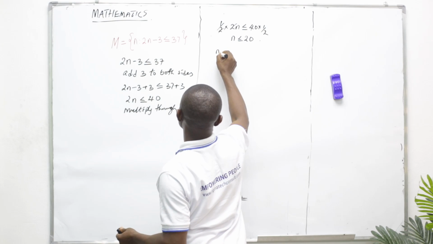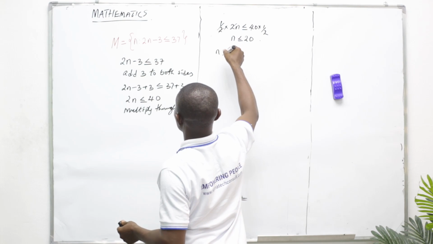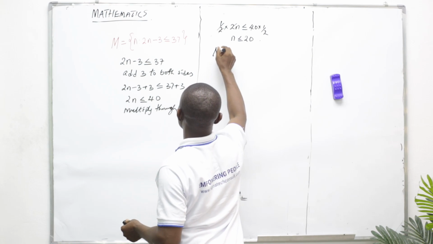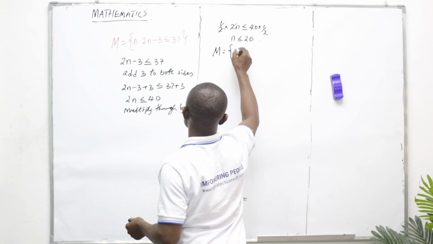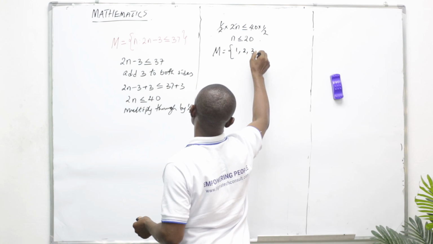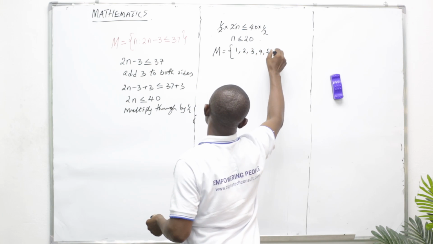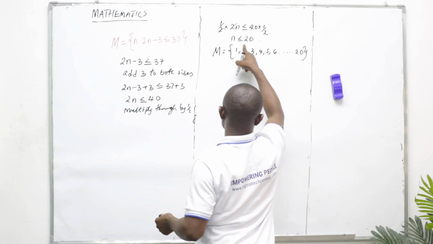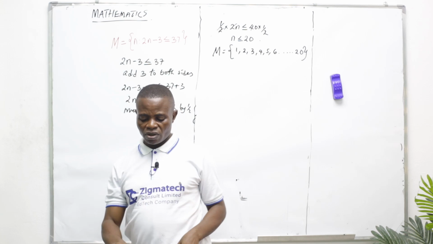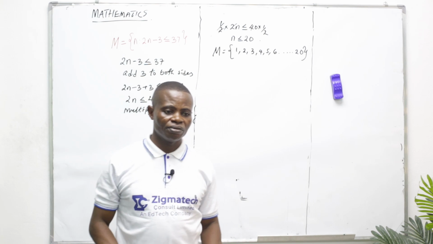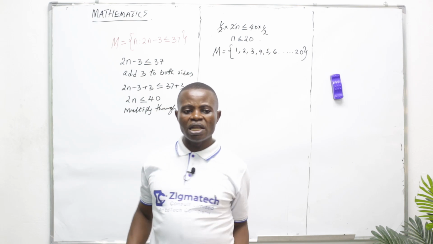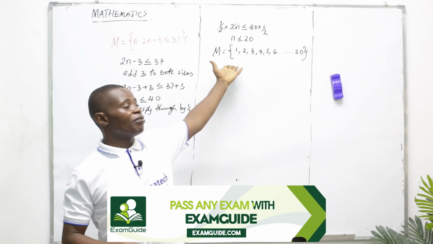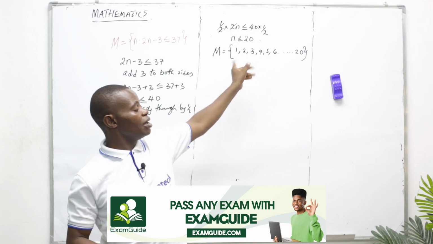That means that n is a set of what? Numbers starting from where? 1, 2, 3, 4, 5, 6, dot, to where? 20, because it's less than or equal to 20. You have to understand what you are doing. Now write down all the elements in n. That's the first question. I've written down all the elements in n.